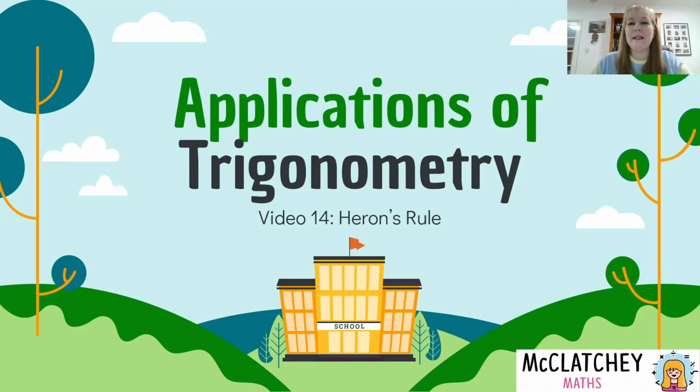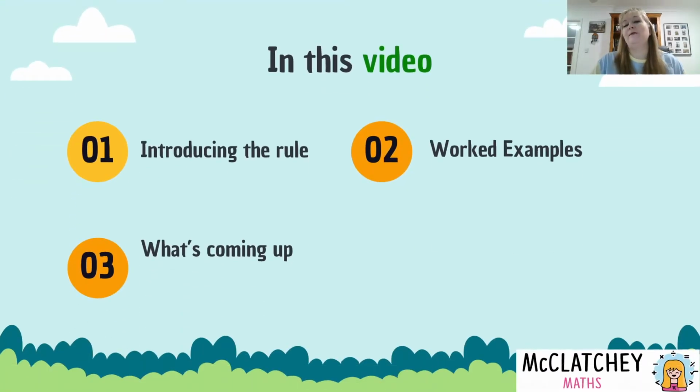My name is Natalie McClatchy and today we are continuing our series on Pythagoras' theorem and trigonometry by looking at some applications, and one of these is Heron's Rule. Heron's Rule is a way to find the area of a non-right angled triangle. I'm going to introduce the rule to you shortly, and then we'll look at some worked examples and talk about what's coming up.